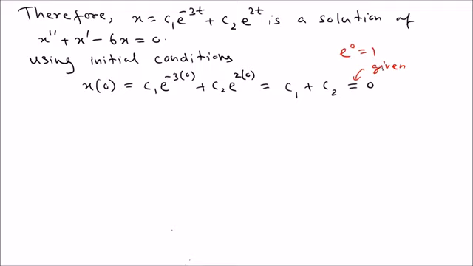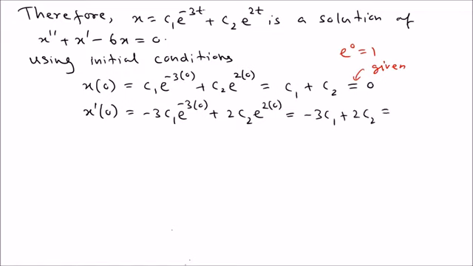Now what else we need is the derivative condition. So we know that x prime of 0 is negative 3 c1 e to the negative 3 times 0 plus 2 times c2 e to the 2 times 0. Again the same argument, so you get negative 3 c1 plus 2 c2, and it's given that this equals negative 10. Again, this is given. It's not our choice.